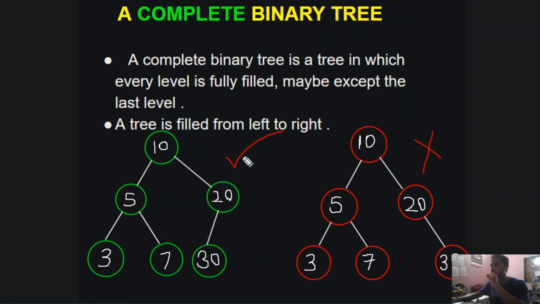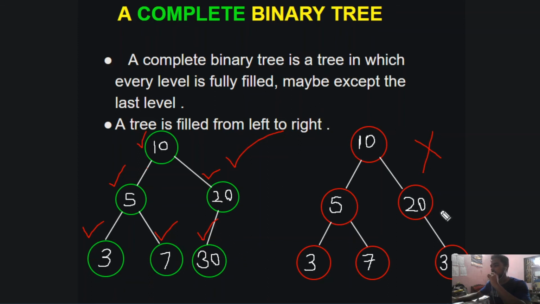Let's see why. So if we start filling in 10, okay, we filled in 5 and 10, this level is filled in. The third level, which is the last level, is filled here, filled here, filled here, but this one is not filled. But that's okay because it's mentioned that maybe the last level can be spared, right?